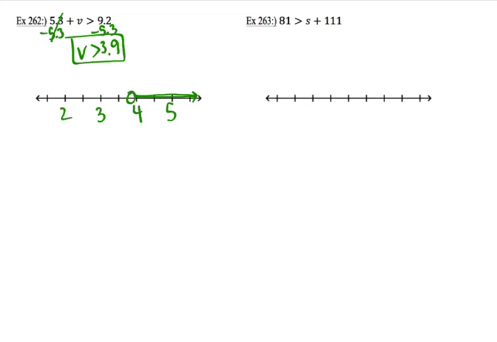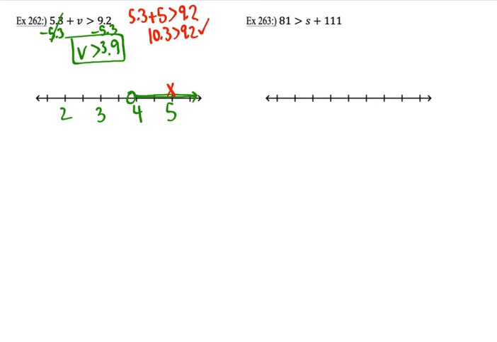Now we need to verify a solution. So let's pick 5. 5 is a good number. So 5.3 plus 5 should be greater than 9.2. And this is 10.3 greater than 9.2. That is true. Therefore, the solution is verified.